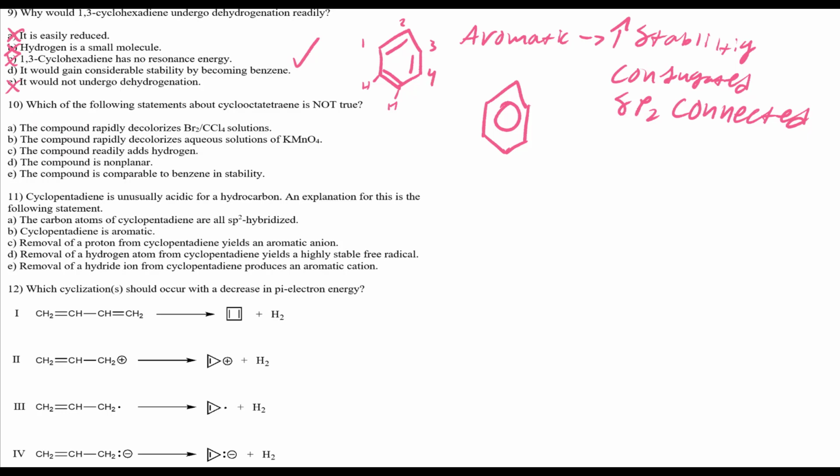Okay. Number 10. Which of the following statements about this compound is not true? Well, first of all, it's a really ugly compound. It's kind of like a boat. I don't know how to draw it out, but it's totally not stable. It actually has 8 pi electrons, and we know that 8 pi electrons means that it's not aromatic. It's actually anti-aromatic. How do I know that? Well, basically, it's conjugated. This compound is conjugated.